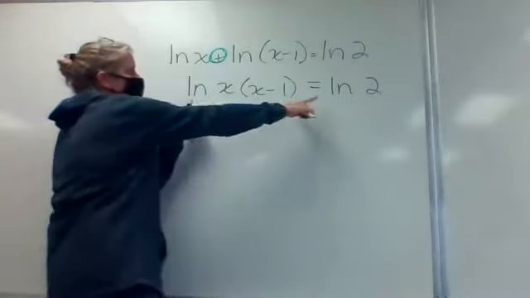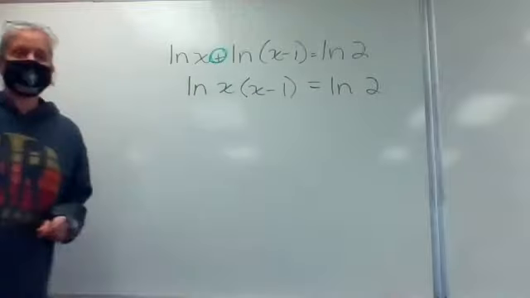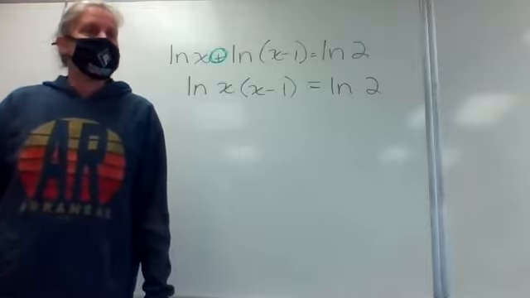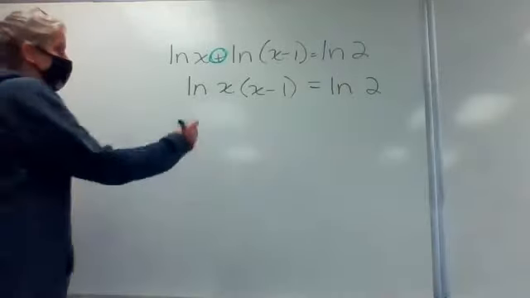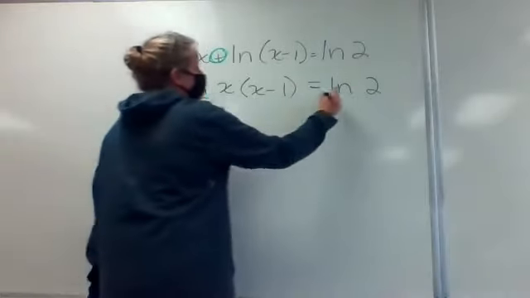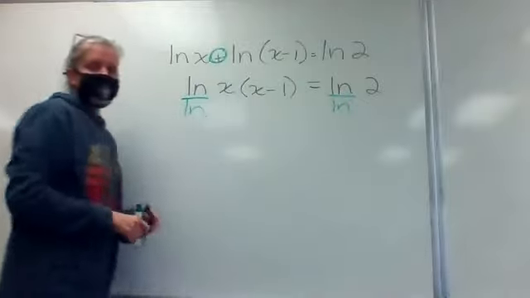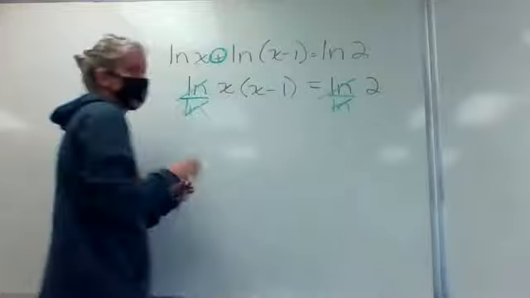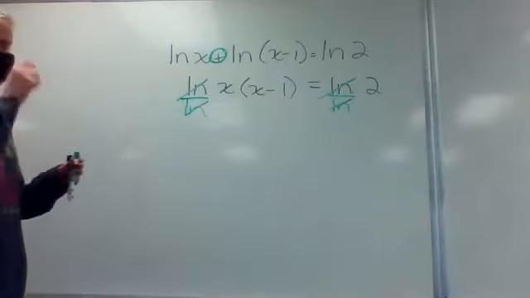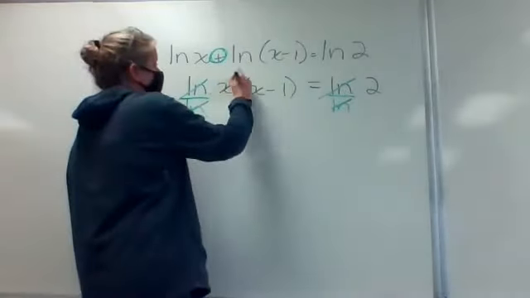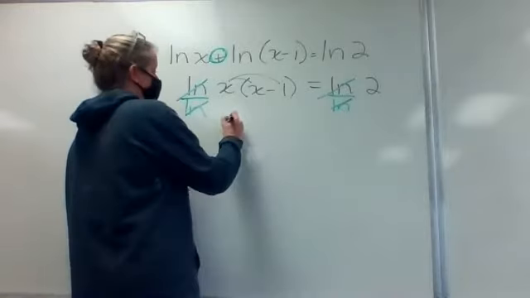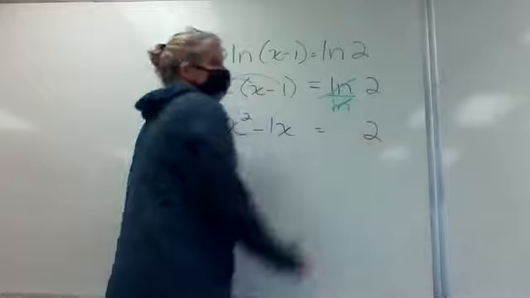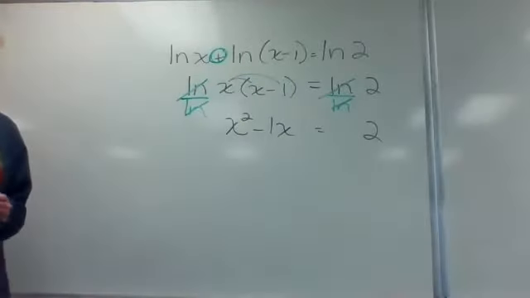Now, we did one like this in the last lesson. If you do have logs or ln's on both sides still, then you can just divide them off, right? You can do whatever you want, as long as you do it to both sides. So I'm just going to divide off those ln's to cancel them. So let's see, if I distribute this x, that'll give me x squared minus 1x equals 2.